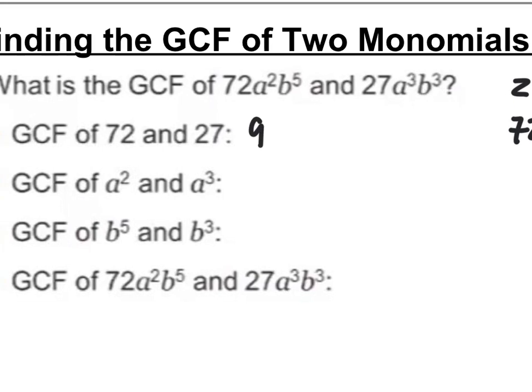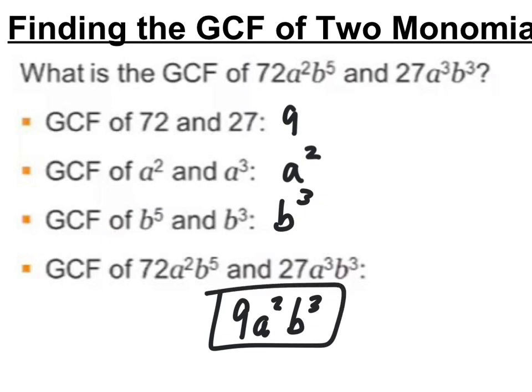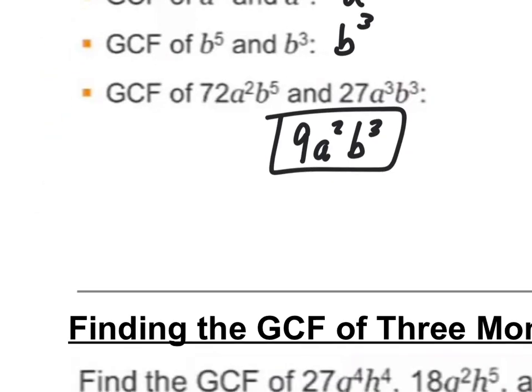Now let's take a look at the greatest common factor of a squared and a cubed. And remember that we just use the smallest exponent. So my greatest common factor is going to be a squared. Down here, the greatest common factor between b to the fifth and b cubed, we're going to take the one with the smaller exponent. So that's just going to be b cubed. So putting it all together, the greatest common factor of each of those terms is going to be 9a squared b cubed. And that's it. And we're done.